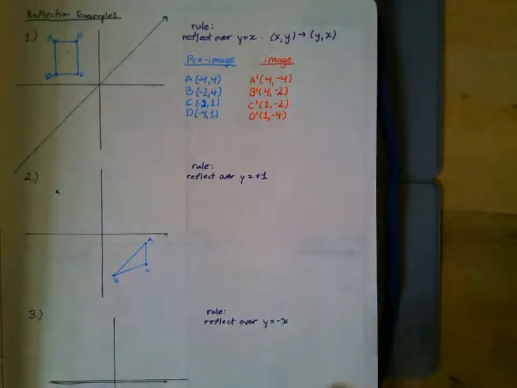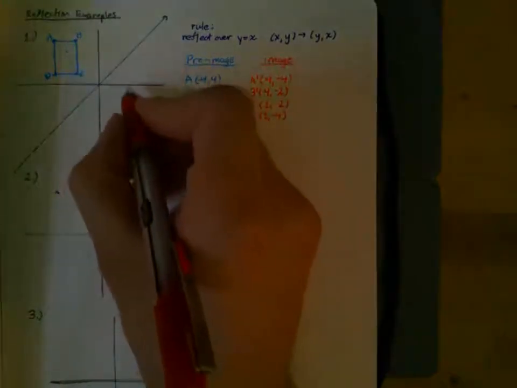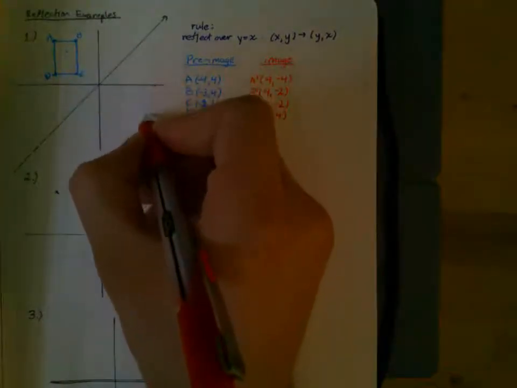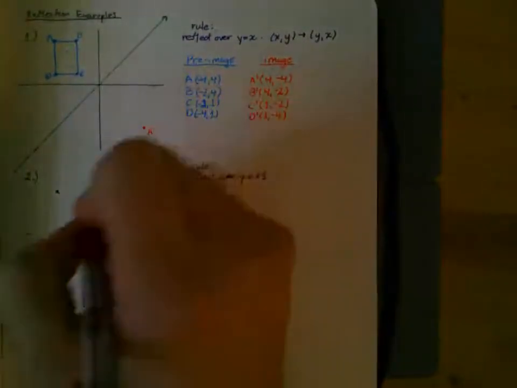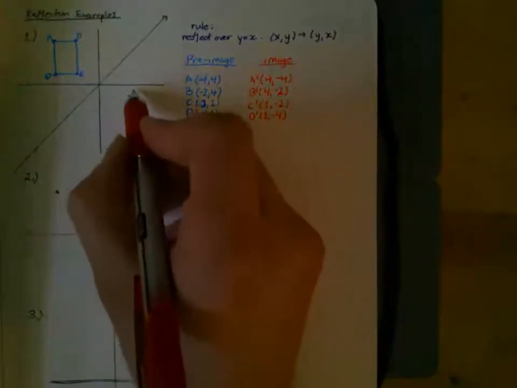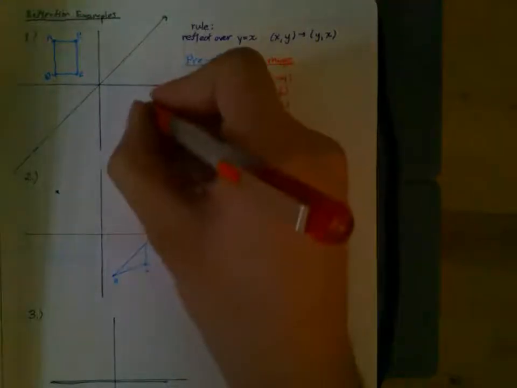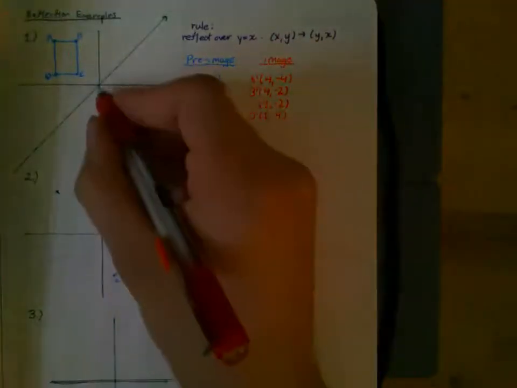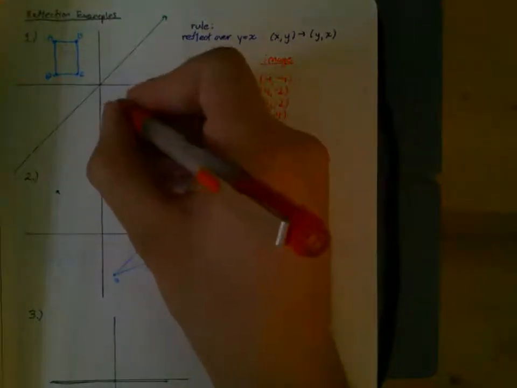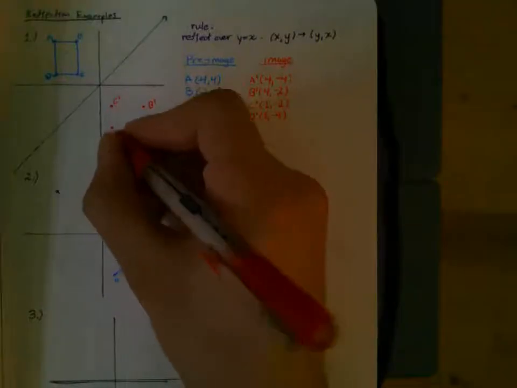All right, we then apply that. So we're going to go over here, 1, 2, 3, 4, 1, 2, 3, 4. So right here is A prime. B is then over 4, down 2. There's B prime. C is over 1, down 2. Then over 1, down 4 is D prime.